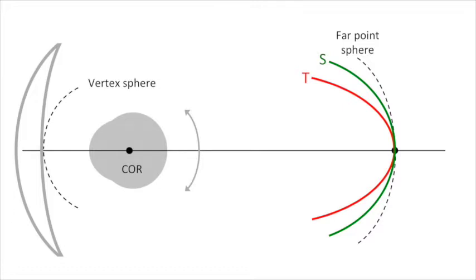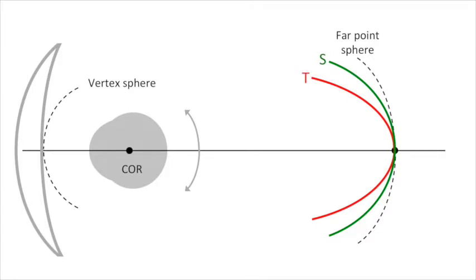At any angle of gaze or eye rotation, these sagittal and tangential shells have unique powers. So at any angle of rotation, there is a sagittal power and a tangential power. And of course, both increase the further the eye is rotated, or the more peripherally we look through the lens. The dioptric distance from the far point sphere to the sagittal shell is the sagittal error. Likewise, the distance from the far point sphere to the tangential shell is the tangential error.